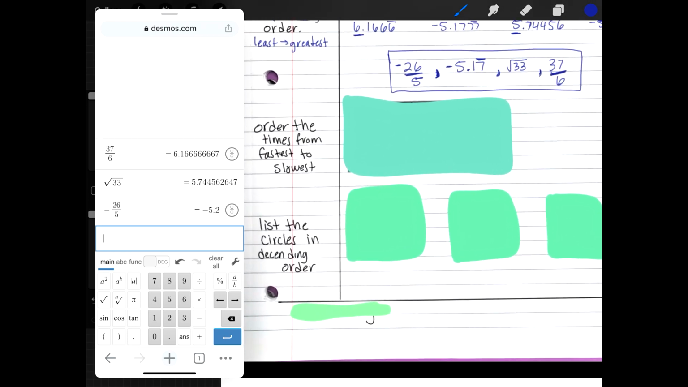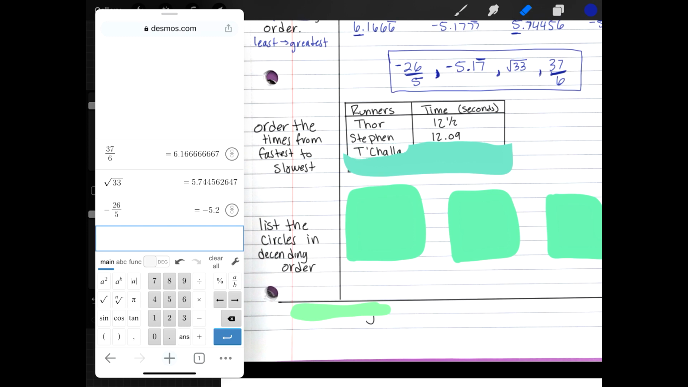Okay. Let's look at ordering the times from fastest to slowest. So I have here some runners and some times for a distance that they ran. So first I have Thor, and the time that he ran a certain distance was 12.5 seconds. Then I have Steven, and he ran 12.09 seconds. Next I have T'Challa that ran 12.25 seconds. And then the last person I have Tony, and he ran for 2.8 seconds.